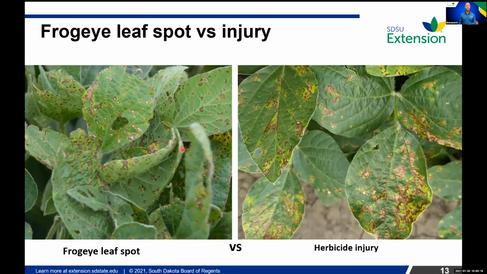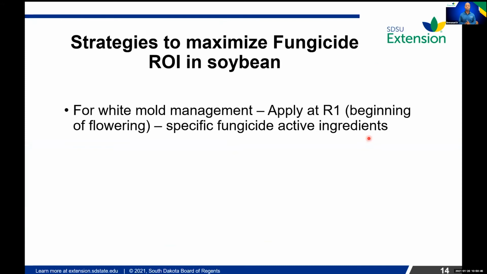Another example here, on the left we have frogeye leaf spot, and on the right we have an injury on these leaves caused by something that was applied in soybeans. Again, these things can look alike, so be careful when you're scouting so you know exactly what is going on. Accurate and timely diagnosis is going to be really an important factor as you manage these different diseases, and not only in soybean, but any other crop.